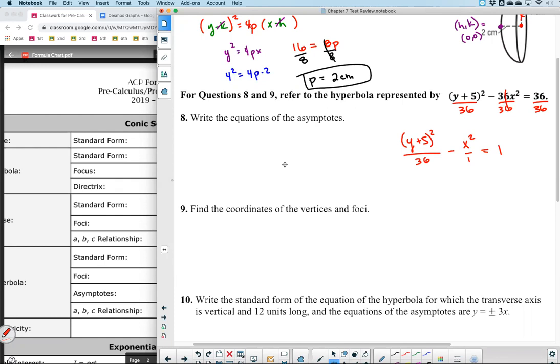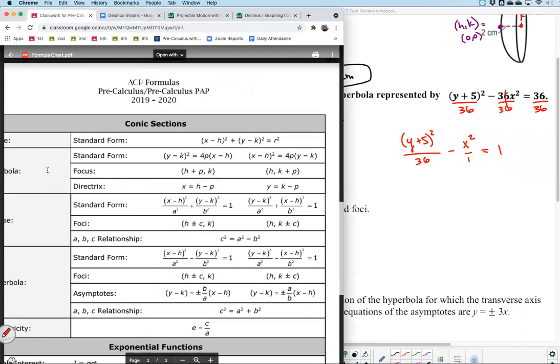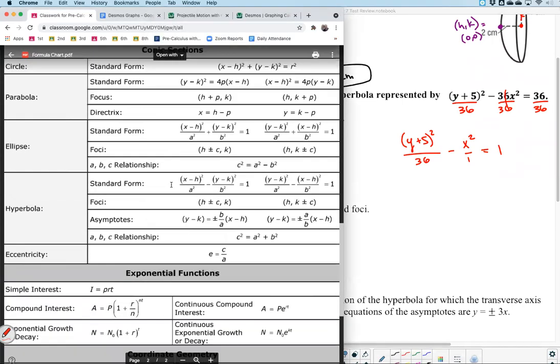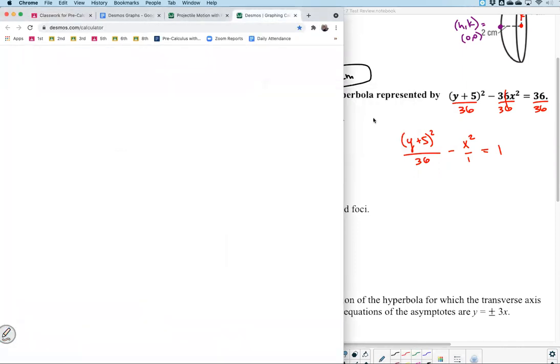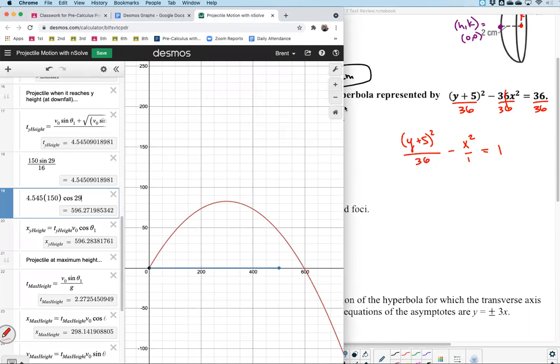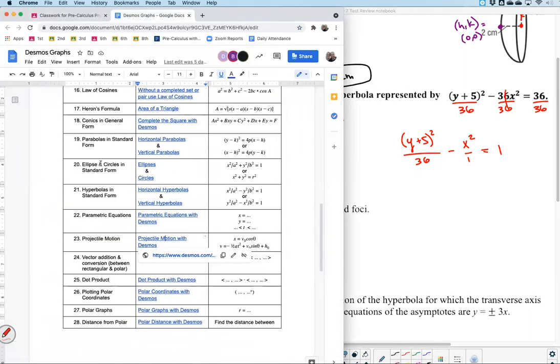All right, so it says write the equations of the asymptote. Actually, I'll do algebra and I'll do graphing. So let me come over here. I'm going to close these off and open up hyperbola. This is a vertical hyperbola because the y squared comes first. So when I go to hyperbola, I'm going to select vertical as it shows here. The y squared is the positive fraction. The x squared is the negative fraction.